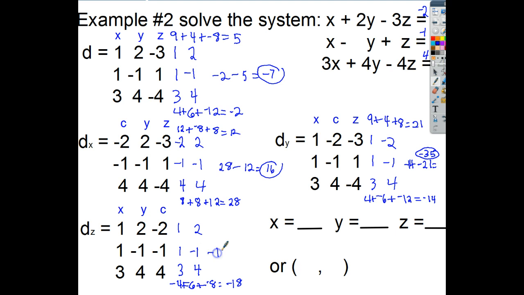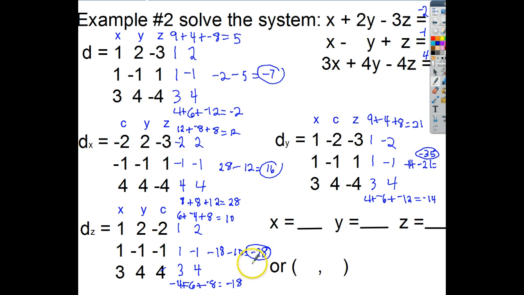So it's negative 18 minus 3 times 1 times 2, 2 negatives, it's going to be positive 6, plus 1 negative, negative 4, plus 4 times 1 times 2 is 8. So that's 14 and negative 4, that's 10. And negative 28 is our answer for here.